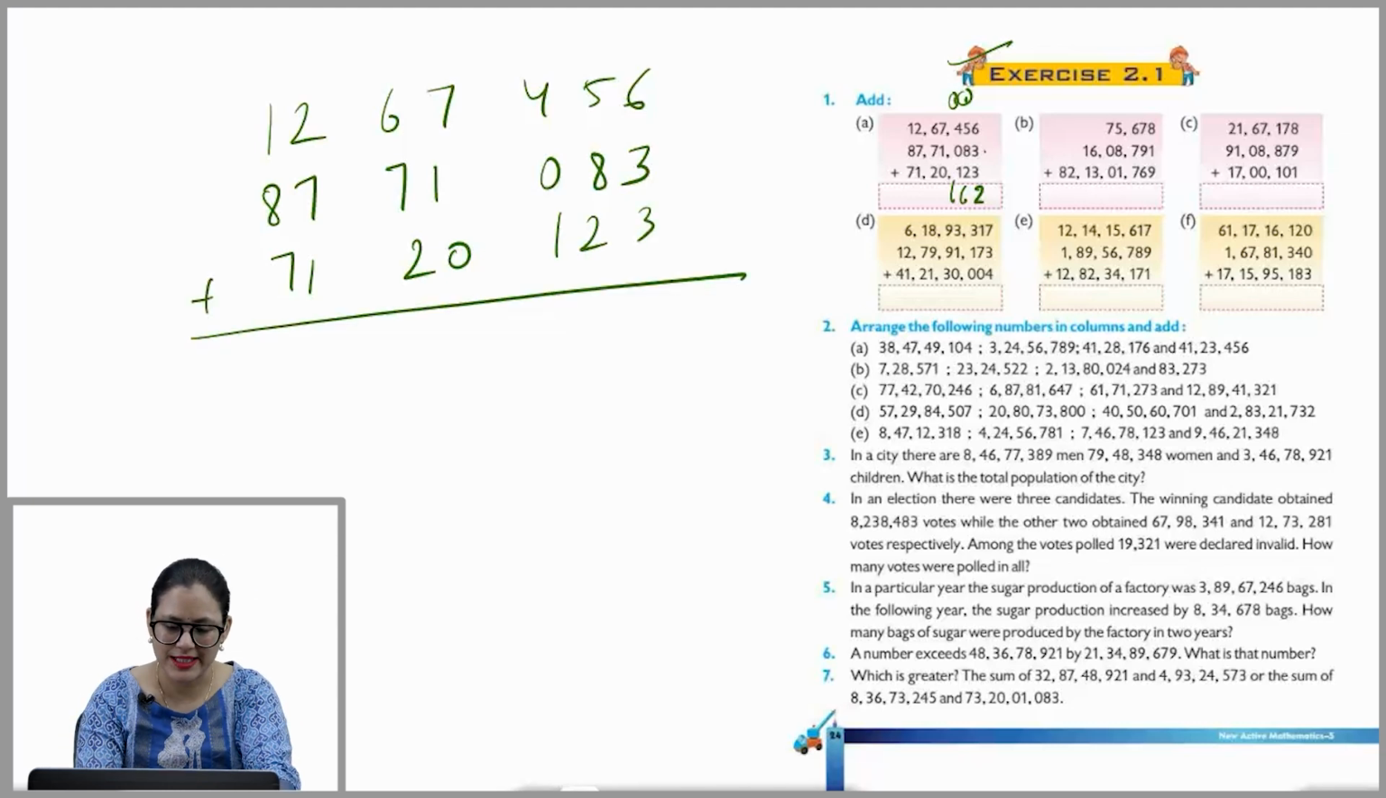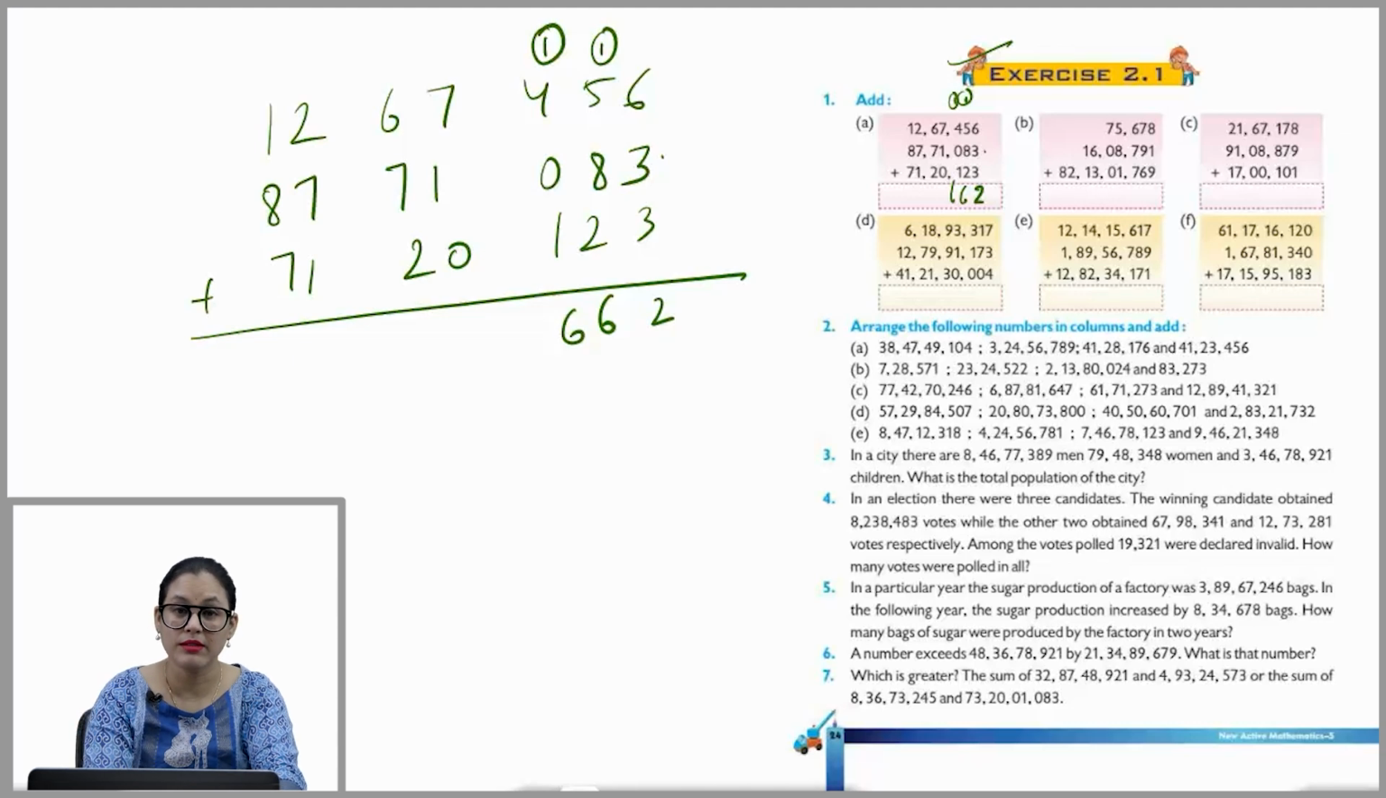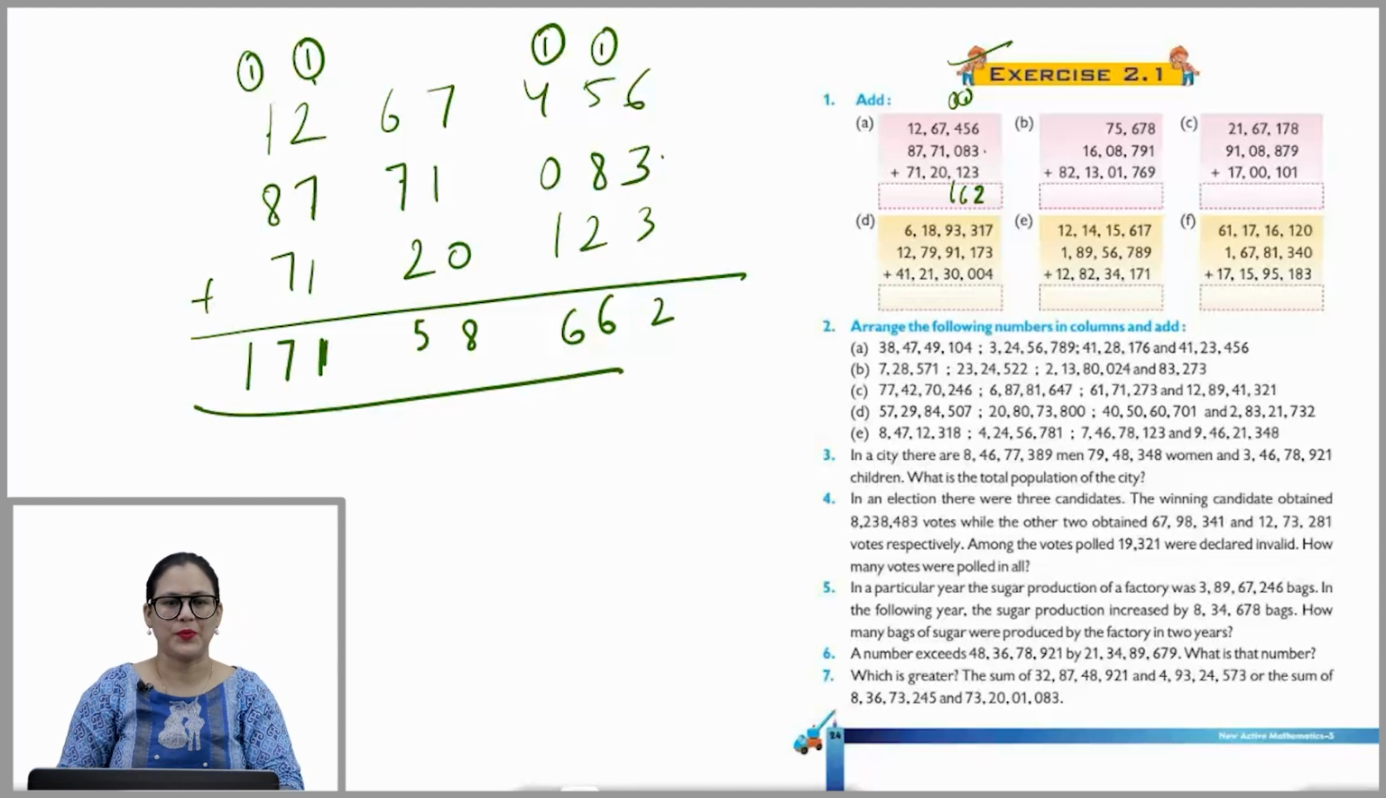Let's start again. 6 plus 3, 9 plus 3, 12, 1 carry. 5 plus 1, 6 plus 8, 14 plus 2, 16, 1 carry. 4 plus 1, 5 plus 1, 6. Then 7 plus 1 plus 0, 8. 6 plus 7, 13 plus 2, 15. 1 carry over. 2 plus 1, 3 plus 7, 10 plus 1, 11. 1 carry. 1 plus 1, 2 plus 8, 10 plus 7, 17. So, this is the answer, right?